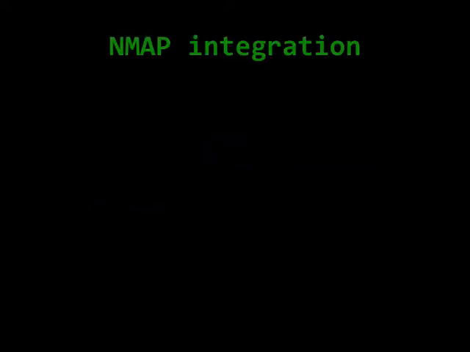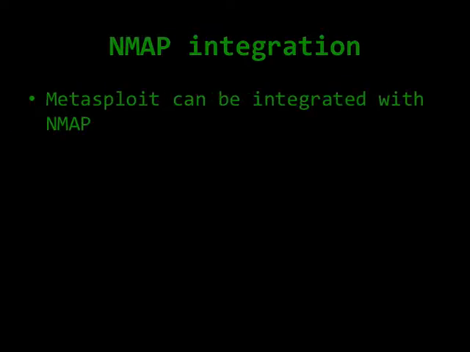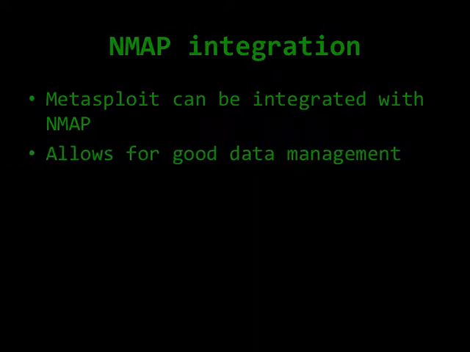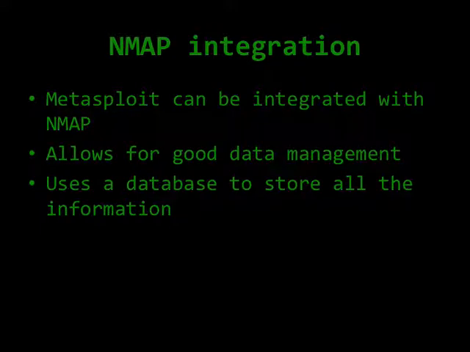Metasploit and Nmap. So for those that have not used Nmap before, Nmap is used to find what hosts are on the network, as well as what sort of services they're running. It can also be used to fingerprint the OS. Metasploit can be integrated with Nmap. It's a fantastic integration. It works very well. It allows us good data management. So when we're enumerating an entire network of hosts, we can Nmap the entire network and be able to see what hosts we found and which services are running. It uses a database to store all the information.